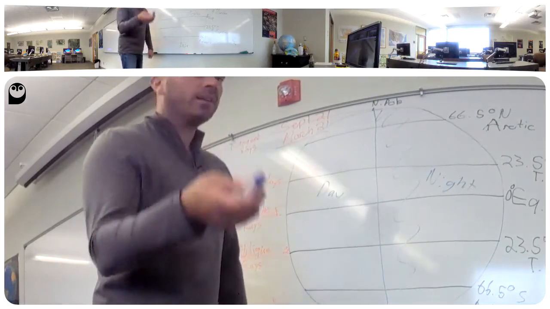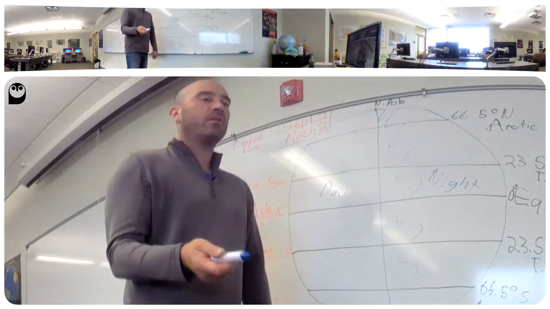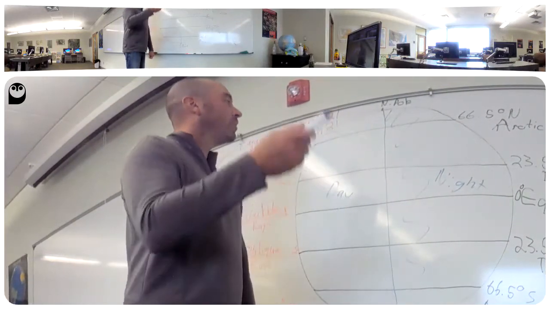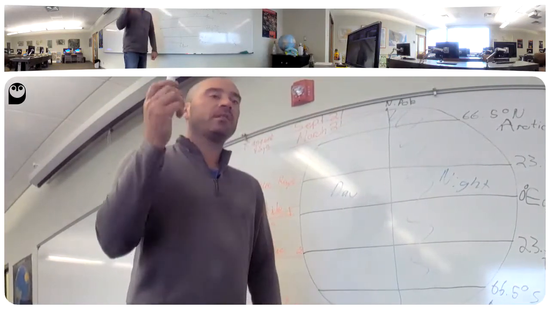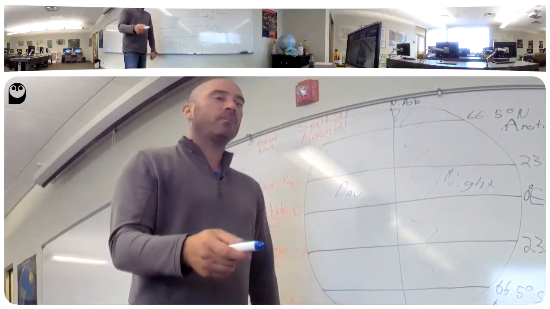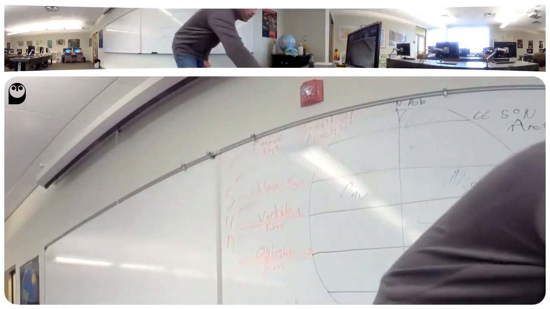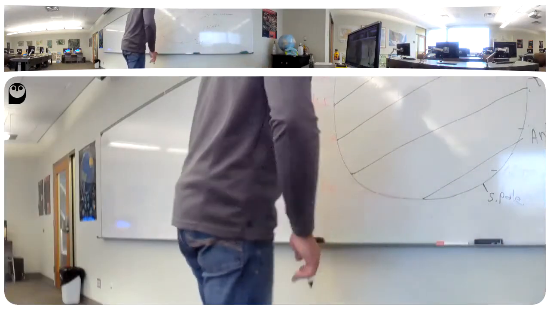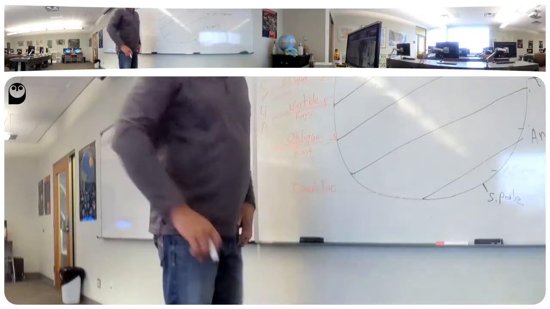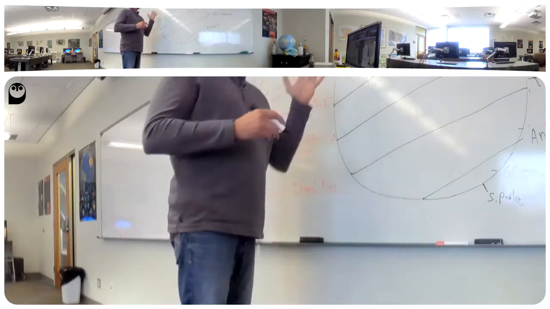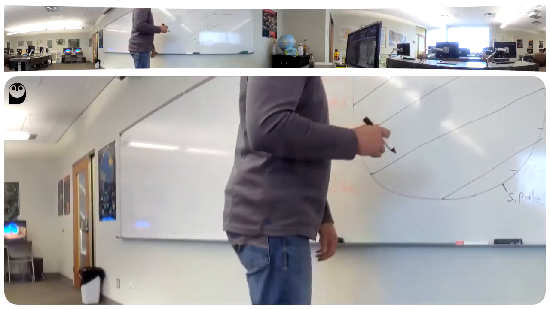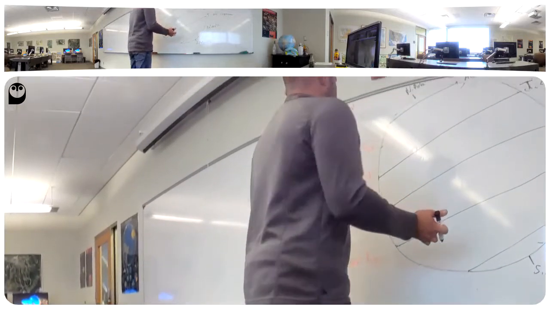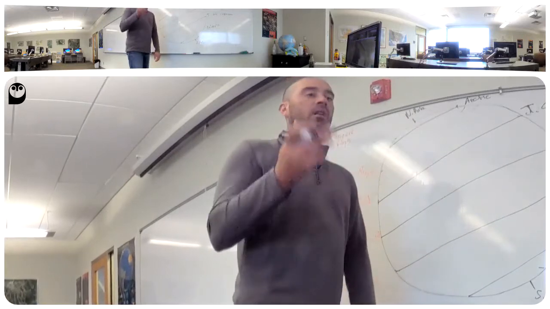Here in a second, I'm going to pause the video and draw up what the circle of illumination looks like in the winter solstice and summer solstice. So I'm going to pause the video and I'll be right back. Okay. Fast forward. We just did the Earth-Sun relationship during the spring and fall equinox.